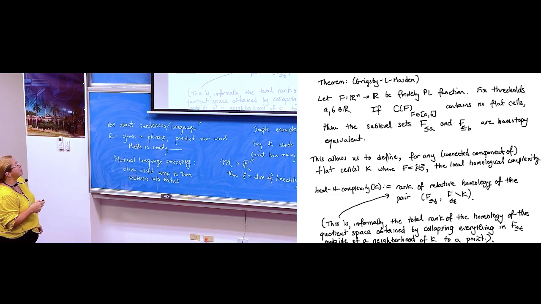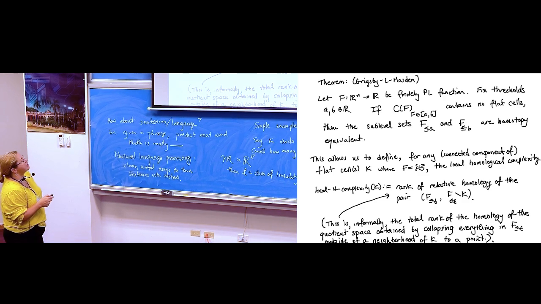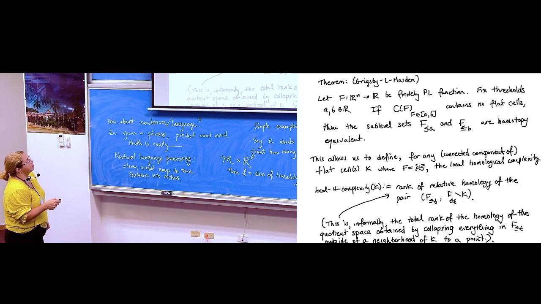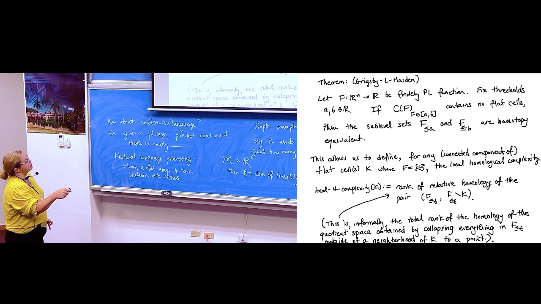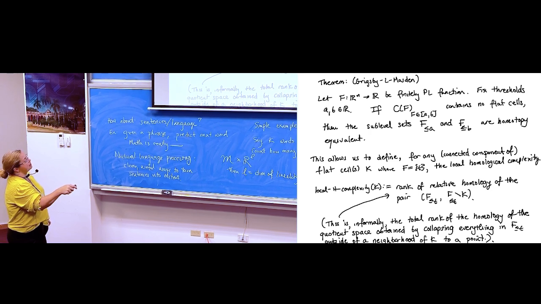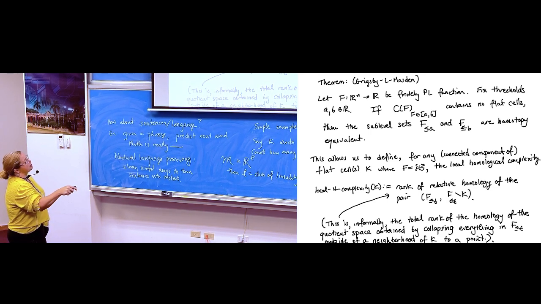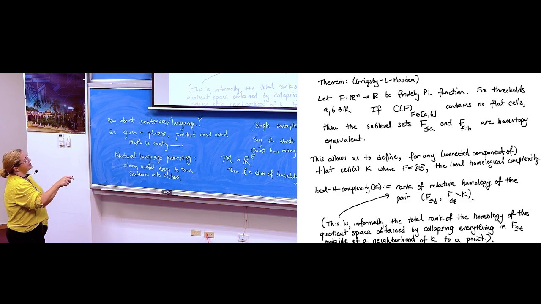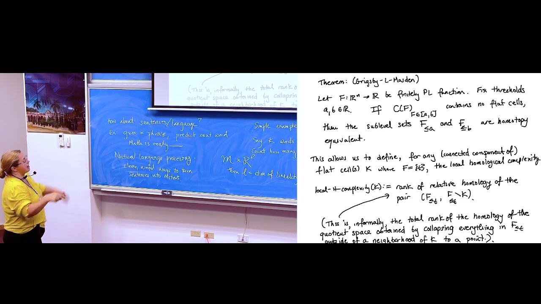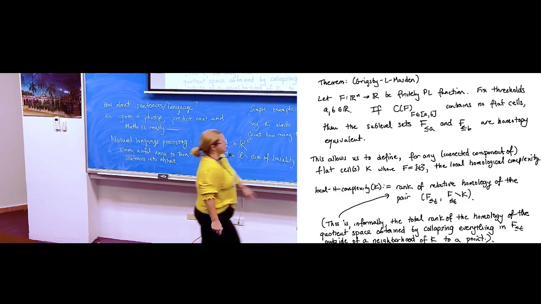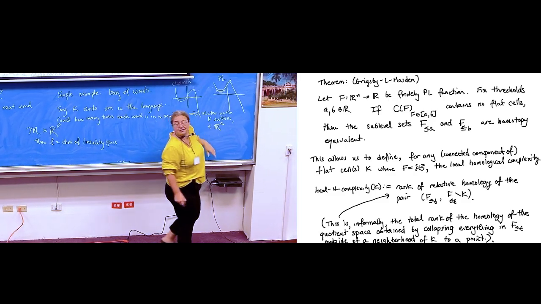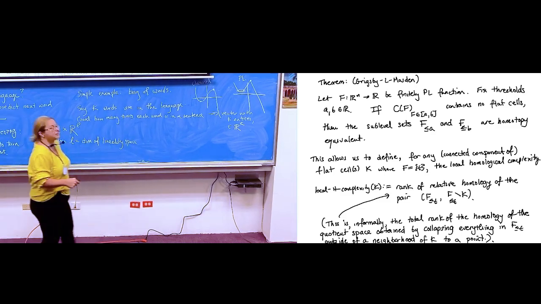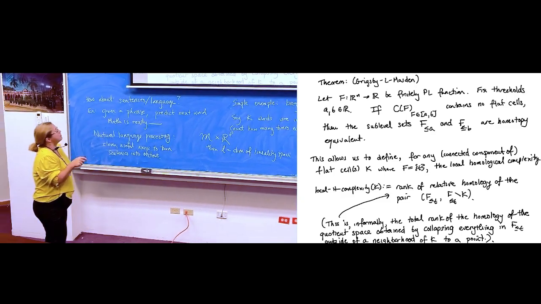So once you've got this, it allows you to define, for any flat cell or connected component of flat cells where the function takes on the value t, the local, what we called homological complexity of that cell. So that's basically, as your threshold passes that level, how does the topology change? So you can define that.